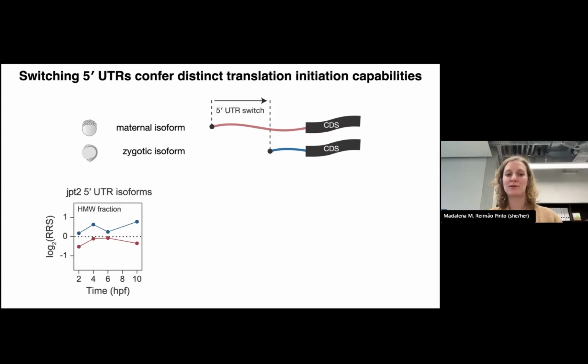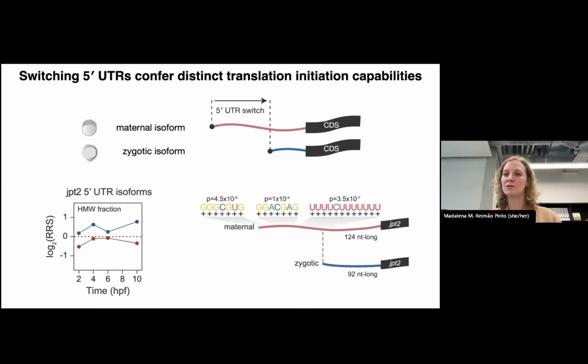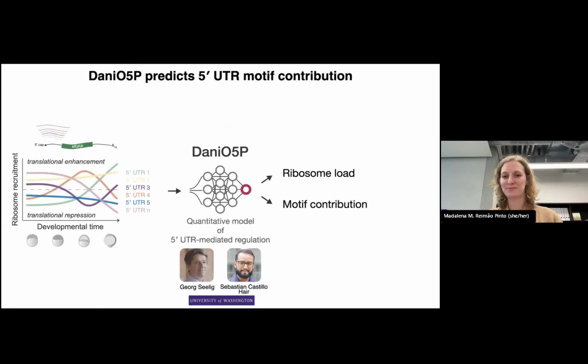So this is an example of two 5' UTR isoforms of the same transcript that leads to differential ribosome recruitment. And when we actually look at the sequence composition, we observe that the maternal longer 5' UTR actually has 3 motifs that match. So we postulate that heterogeneity or switching of these 5' UTRs changes the length, uORF number, and also motif grammar to regulate translation initiation dynamics.